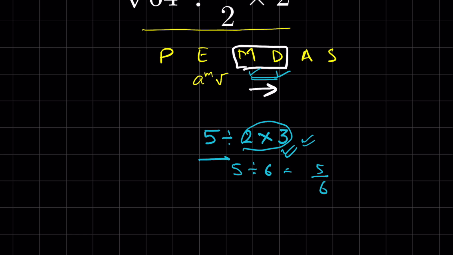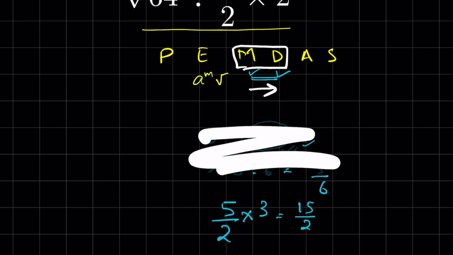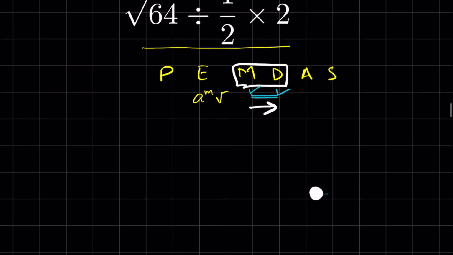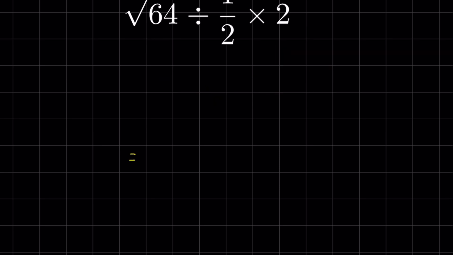So from left to right, we have division first. So it will be 5 upon 2, then times 3. Then it is 15 upon 2 and not 5 upon 6. So here, since there is no parenthesis but there is root, so we will do root first. Square root of 64 is 8, then divided by 1 upon 2 times 2.